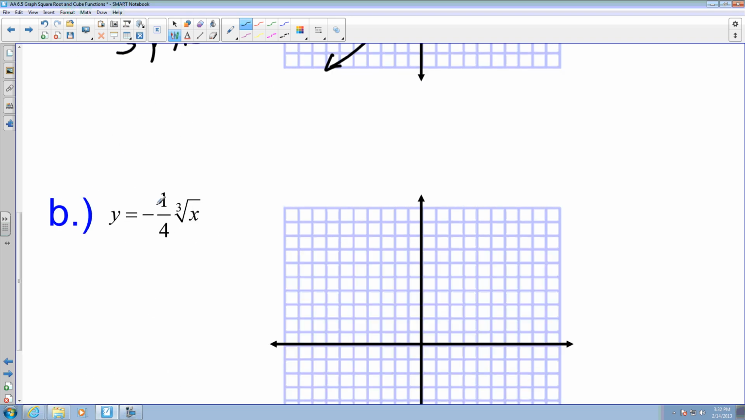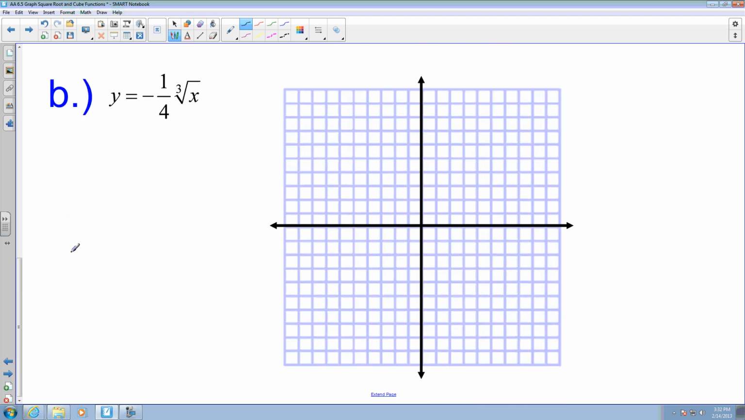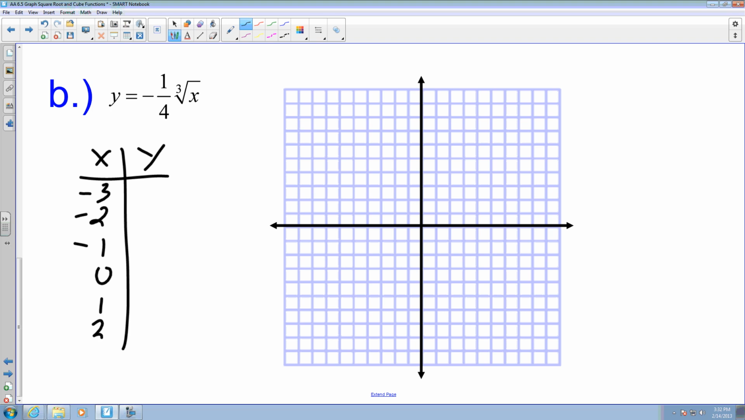Okay. Looking at B, again, make my t-chart, and I can use negative numbers. So I'm going to go negative 3, negative 2, negative 1, 0, 1, 2, and 3.